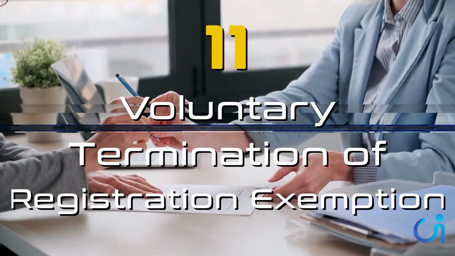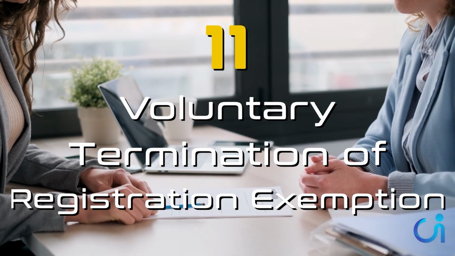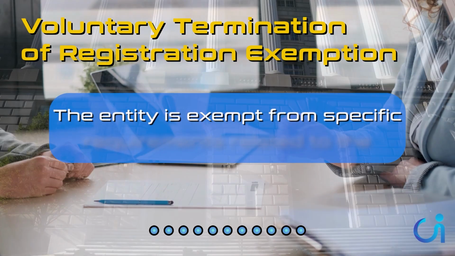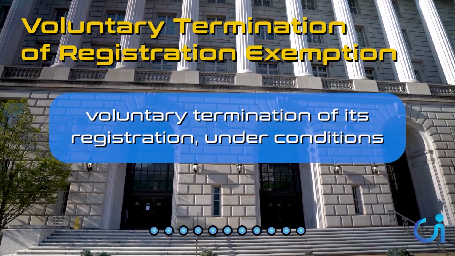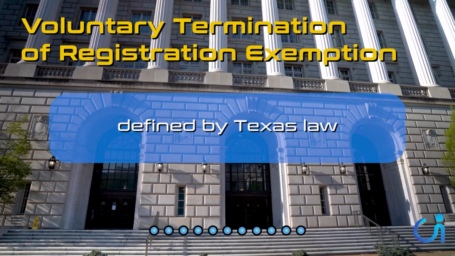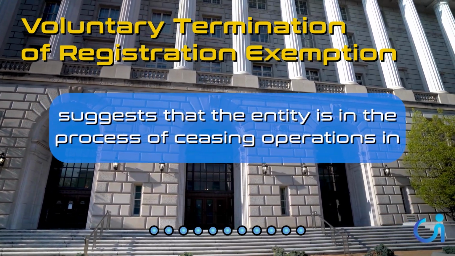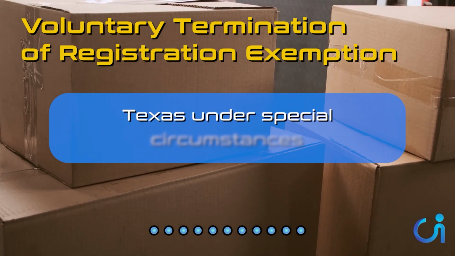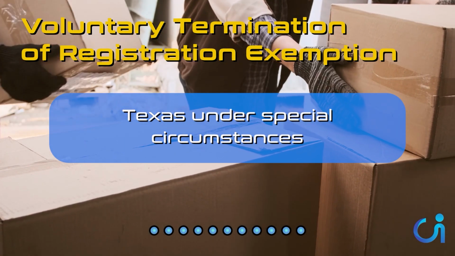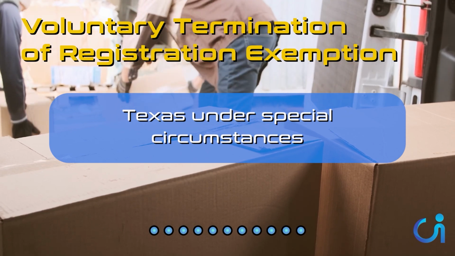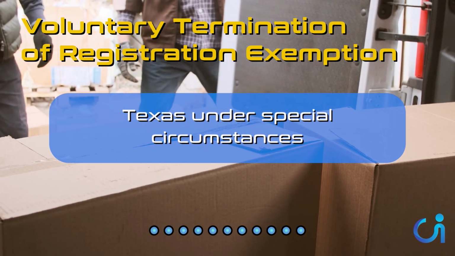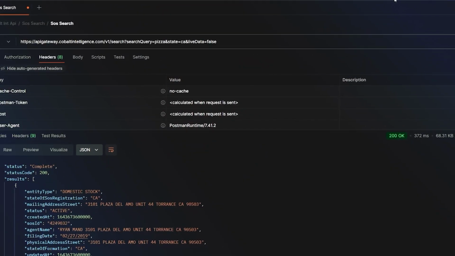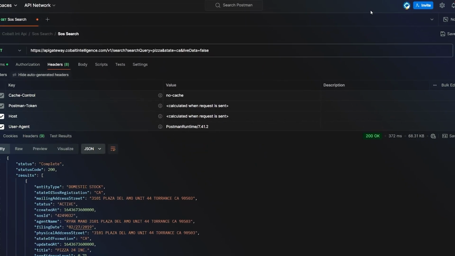Number 11, voluntary termination of registration exemption. This status means that the entity is exempt from specific requirements related to the voluntary termination of its registration under conditions defined by Texas law. For lenders, this status suggests that the entity is in the process of ceasing operations in Texas under special circumstances, which could significantly impact its ability to generate revenue or repay loans within the state, necessitating careful evaluation of any lending decisions.